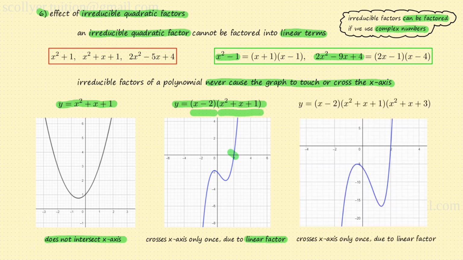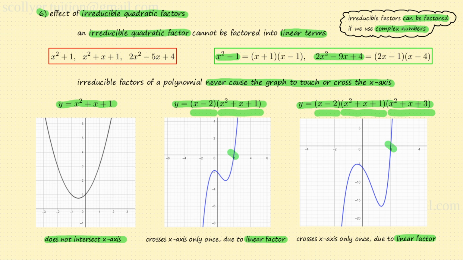And further, if we look at the graph of y equals x minus 2 times x squared plus x plus 1 times x squared plus x plus 3, where x squared plus x plus 3 is another irreducible factor, then we see again that we only have one crossing of the x-axis, again at 2, due to the linear factor x minus 2. The two irreducible factors, x squared plus x plus 1 and x squared plus x plus 3, cause no crossing or touching of the x-axis.